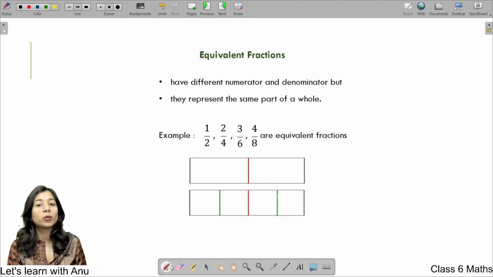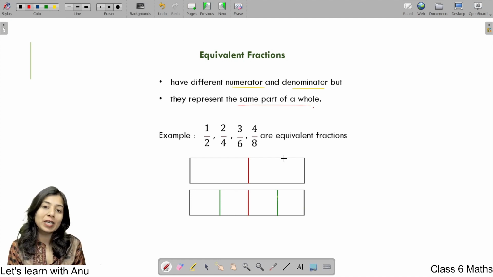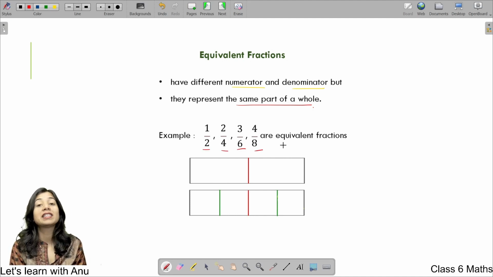Let's define equivalent fractions. All of you listen carefully. Equivalent fractions have different numerators and denominators, but they represent the same part of a whole, as I have already explained using fraction strips. Example, 1 by 2, 2 by 4, 3 by 6, 4 by 8. These are all equivalent fractions.